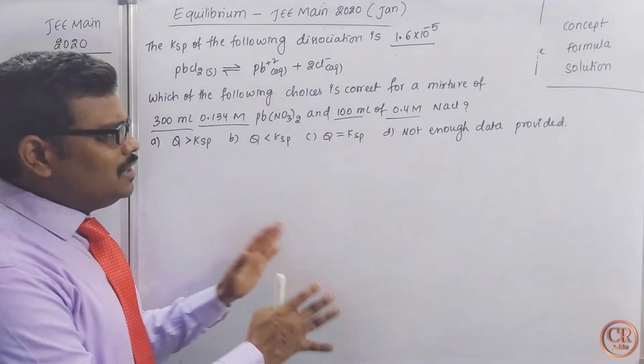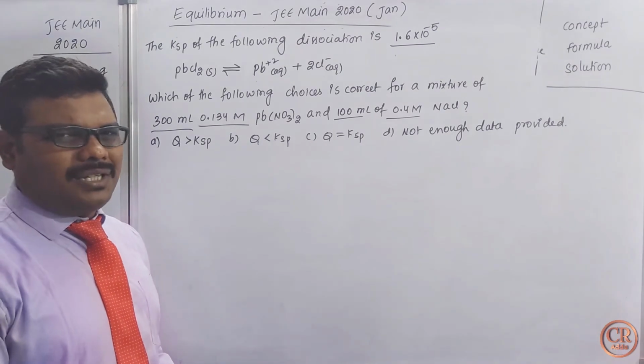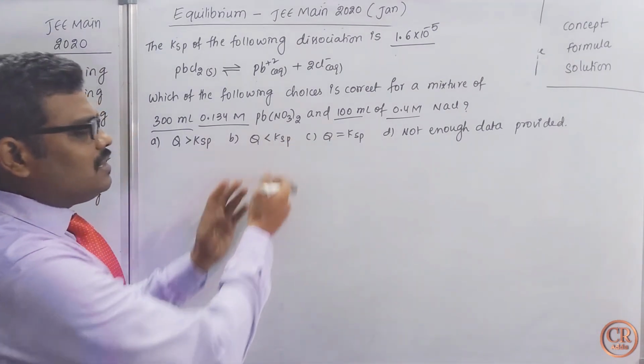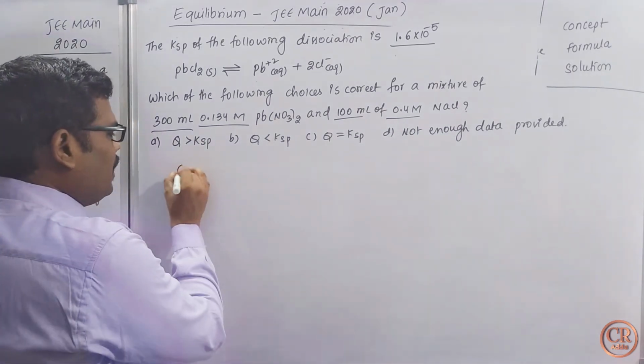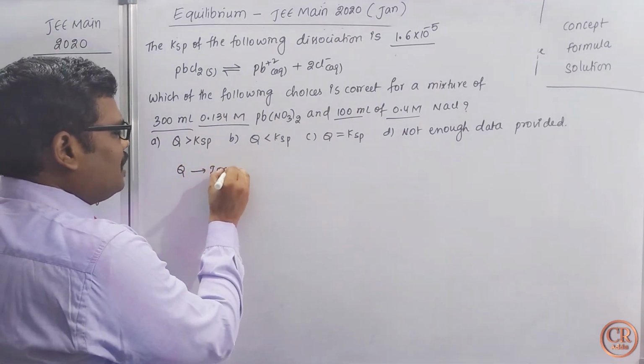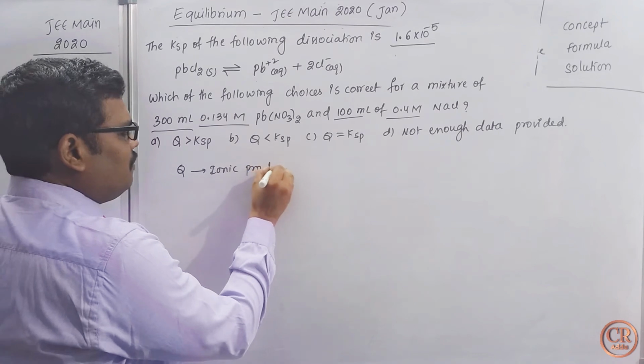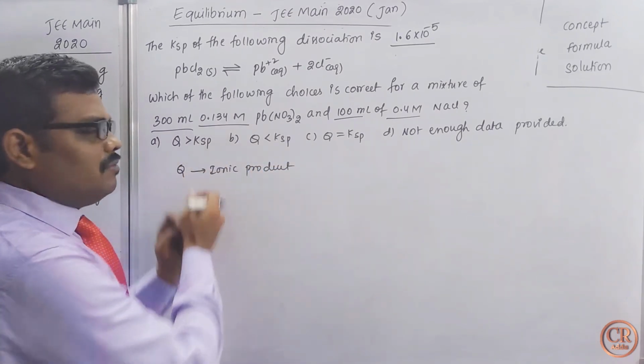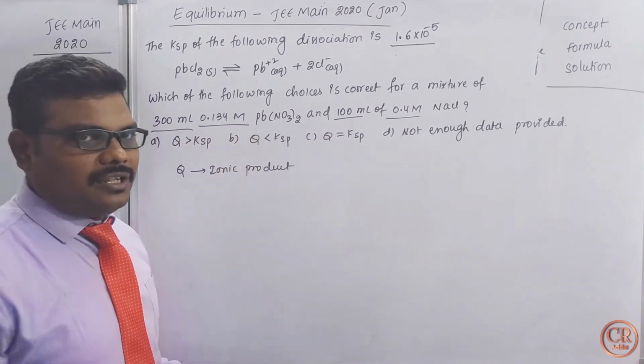See here, the question is very simple. There is no special concept here. Directly we can solve from the given data. We need to identify the relation. But one important point here: Q is nothing but the ionic product. So first we have to calculate the ionic product, then compare that ionic product with the KSP, then we get one relation here.